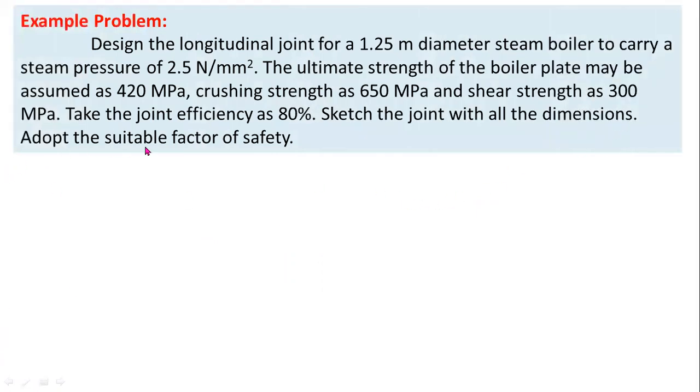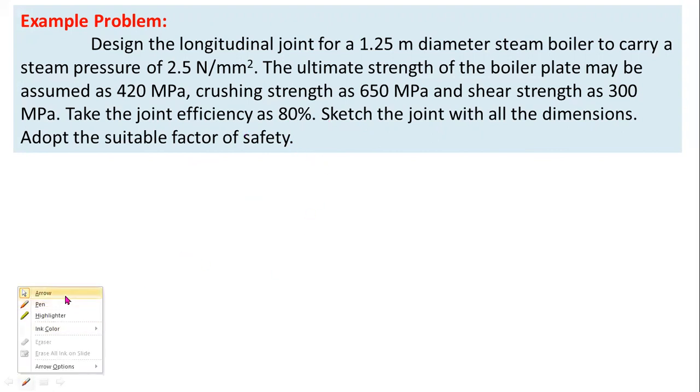Now coming to another example problem. Design the longitudinal joint for a 1.25 meters diameter steam boiler to carry a steam pressure of 2.5 Newton per mm square. The ultimate strength of the boiler plate may be assumed as 420 megapascal, crushing strength as 650 megapascal, and shear strength as 300 megapascal. Take the joint efficiency as 80%. Sketch the joint with all the dimensions. Adopt a suitable factor of safety. This is the given question.